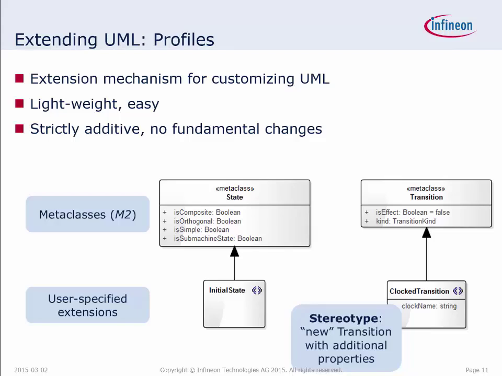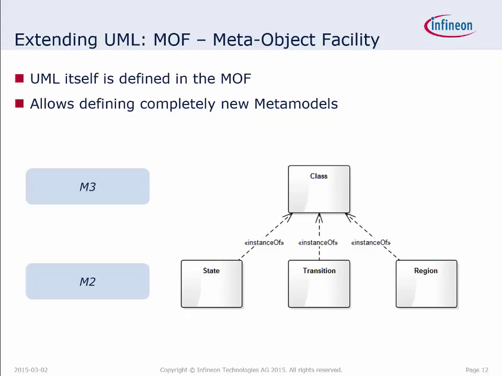Or you have here the UML state diagram defines a transition, and you can define here your clock transition, creating so-called stereotypes. And the collection of your stereotypes is the UML profile. Then there's a possibility to extend even the Meta Object Facility. That means here on layer 3, you remember, the metamodel can be extended by, let's say, really writing new states, new transitions, new regions, everything new. So for this approach, there's not so good tooling support directly integrated.